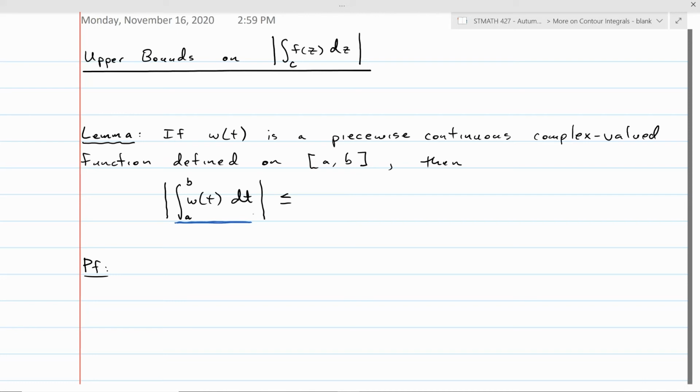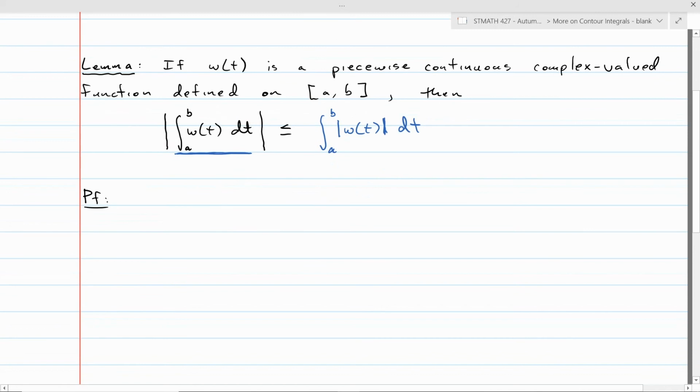And so the lemma here says that if w of t is a piecewise continuous complex valued function, such as you would get when you're looking at a contour, defined on an interval a to b, then the modulus of the integral from a to b of w of t dt is less than or equal to the integral from a to b of the modulus of w of t. So let's look at a proof of this.